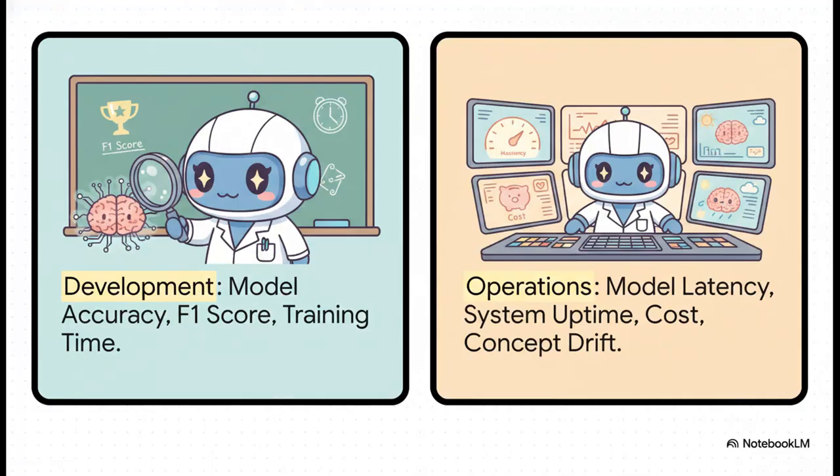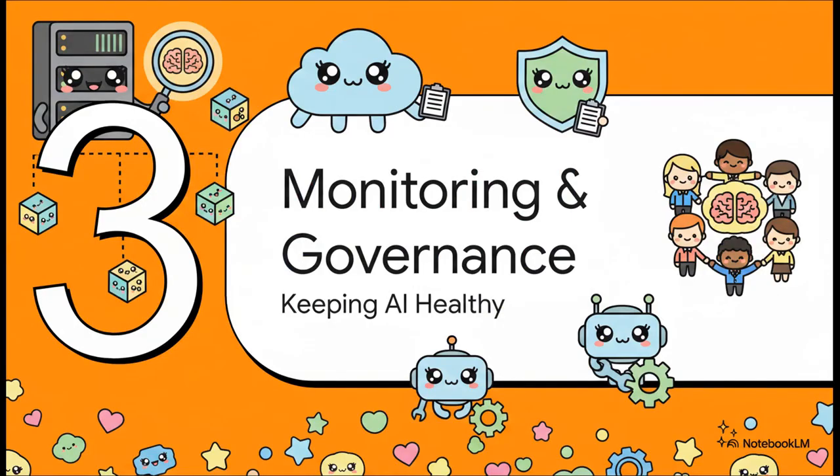And this slide just nails that shift. See, back in development, you were obsessed with things like model accuracy, the F1 score, how long it took to train. But now that it's live, your worries are totally different. You're thinking about things like latency, how fast is it, uptime, is it even running, how much does it cost? And the big one, concept drift. Is the real world changing in ways that are making my once brilliant model obsolete?